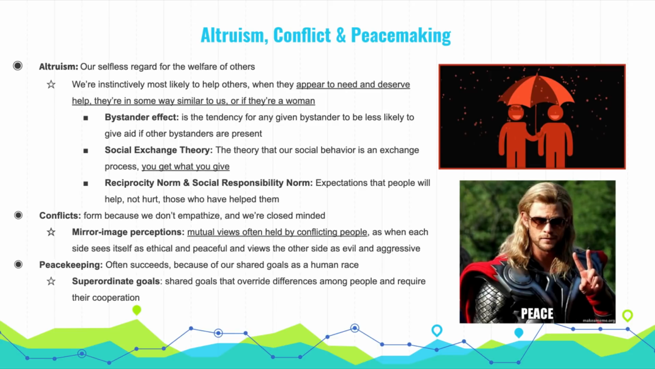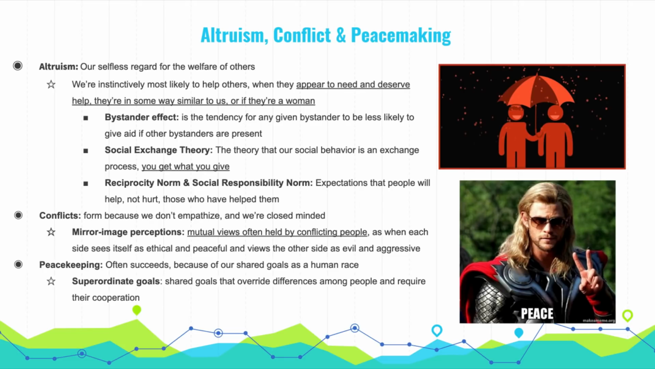But more influential phenomenon have to do with being a bystander. In fact, the bystander effect is the tendency for any given bystander to actually be less likely to give aid if other bystanders are also present. If we're the only person around when someone needs help, we assume responsibility. But if others are there too, we almost always decide that they can deal with it, and we do nothing.